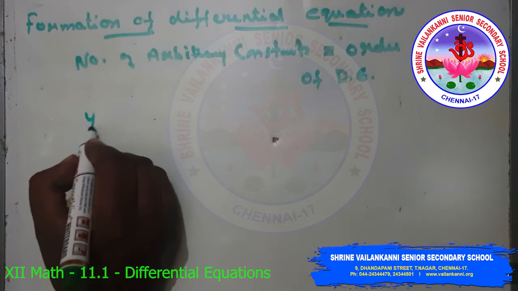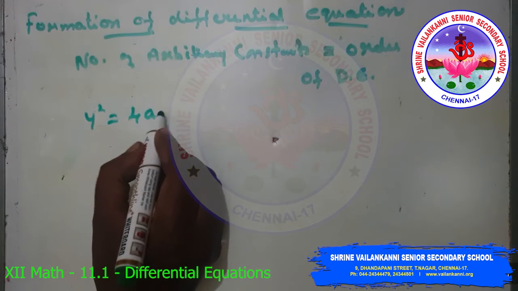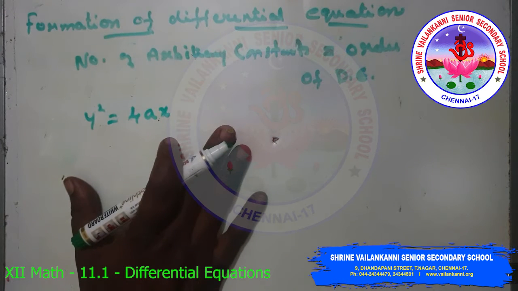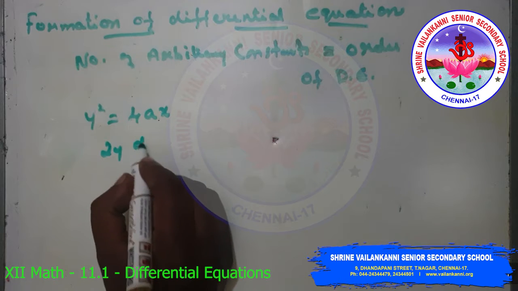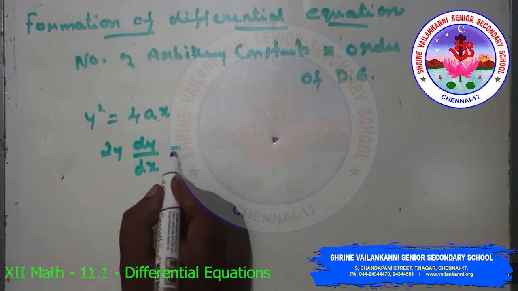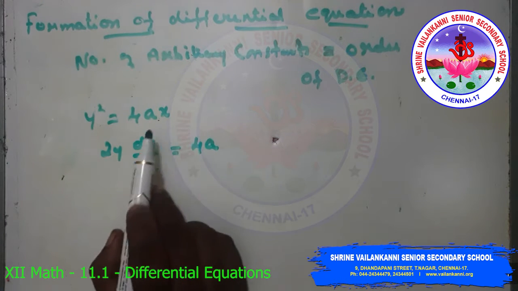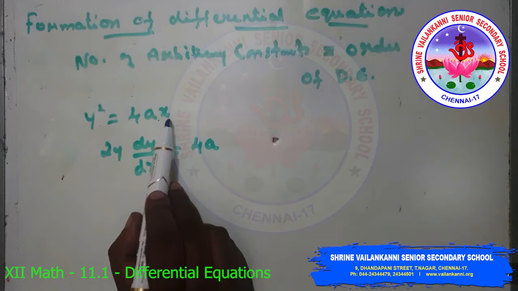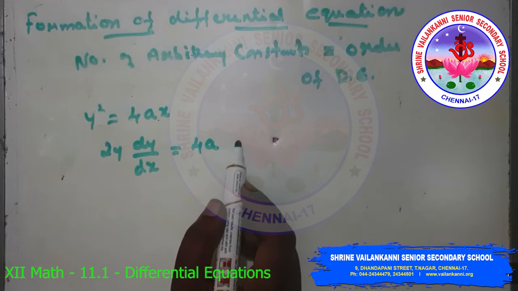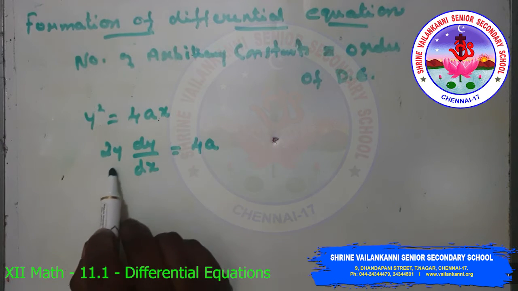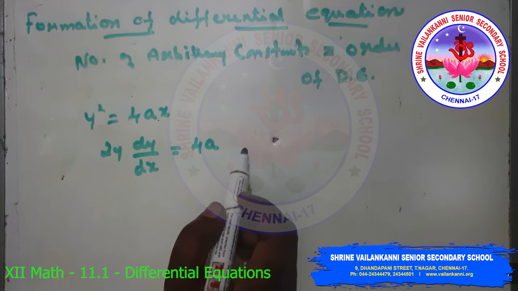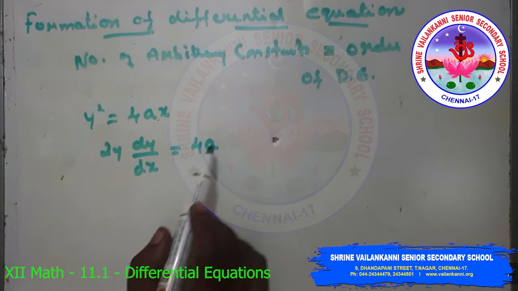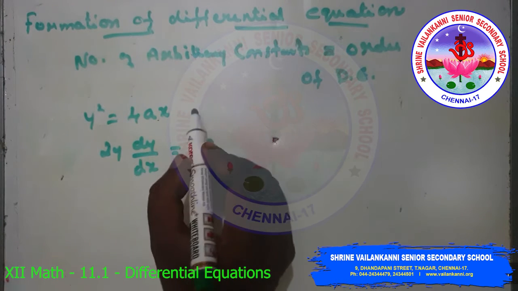For example, y square equal to 4ax. We are going to differentiate this with respect to x. We get 2y dy by dx which is equal to 4a. 4a is constant and d by dx of x is 1, so 4a into 1. Here we have 2y into dy by dx which is equal to 4a. So putting the value of 4a.